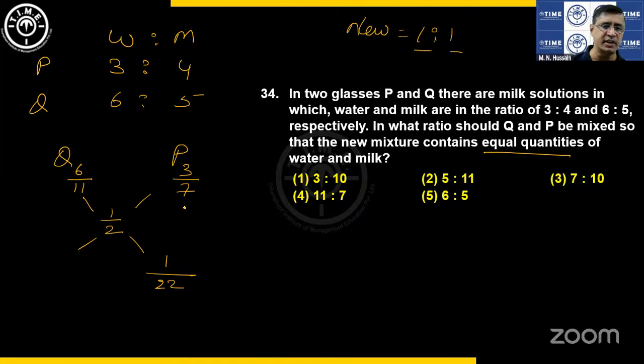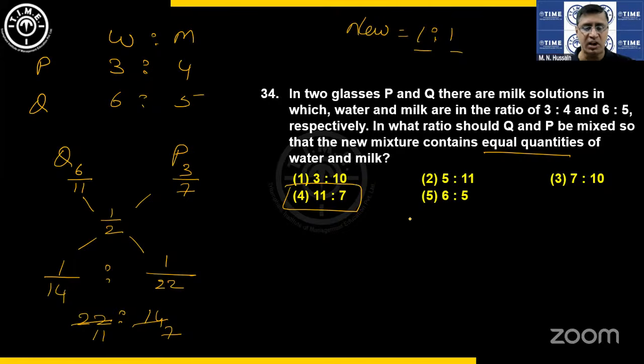Now, similarly, look at the other side. 3 by 7, 1 by 2. What is the LCM? 14 is the LCM. 7 into 1, 2 into 3. So 7 and 6, difference is 1. Now, what is the ratio? 22 and 14. Simplify, dividing with 2, 11 times, 7 times. Now, the answer choice 4. 11:7 is the ratio. Choice 4.